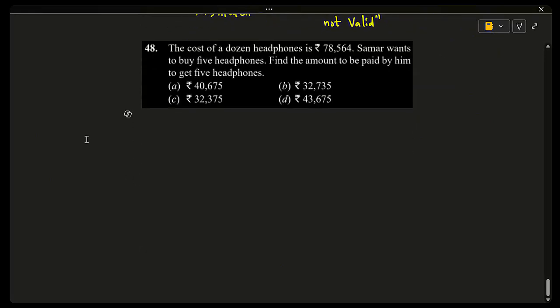The cost of a dozen headphones, dozen we know is 12 articles, that is 12 headphones, is given as 78,564. Someone wants to buy 5 headphones. Find the amount to be paid by him to get 5 headphones. Very simple. So we write the number of headphones here and we write the cost here. Dozen means 12. 12 headphones cost is 78,564. He wants to purchase 5 headphones. Use the unitary method. Related to the question number, we have 78,564.